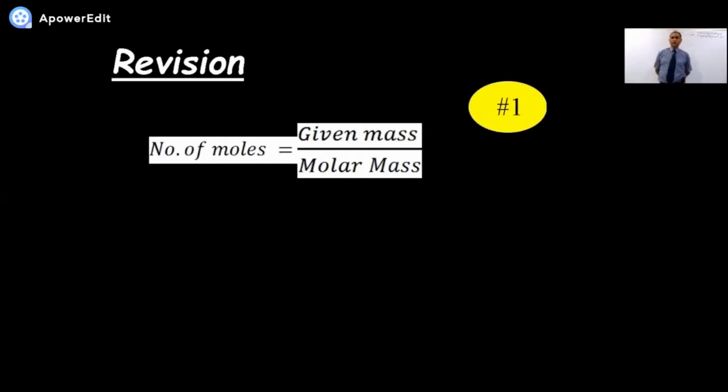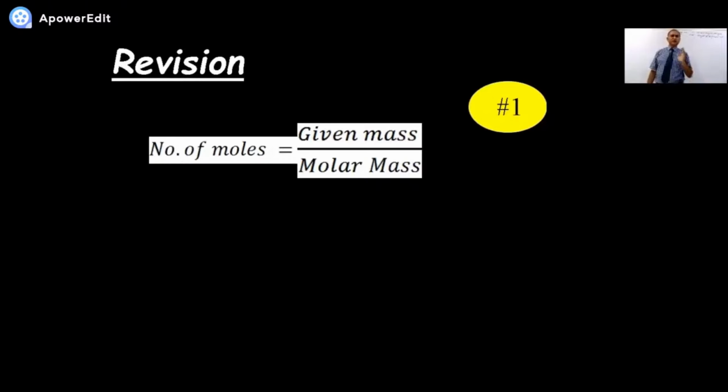Mole. We know that atomic mass, molecular mass, formula mass, when expressed in gram is called a mole. Suppose, what is the molecular mass of water? H2O, 18. So if we take 18 gram of water, this will be called 1 mole. If we double it, 36 gram of water, we call it 2 moles, and so on. You know it very well.